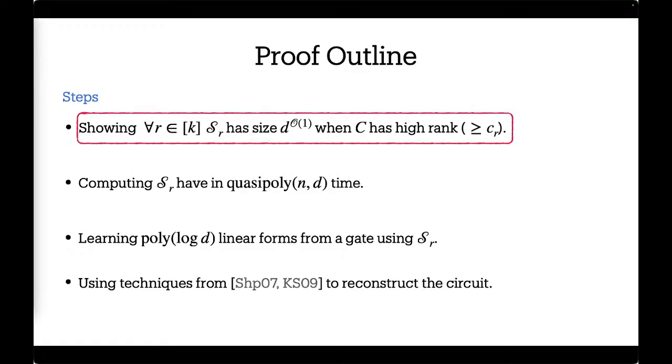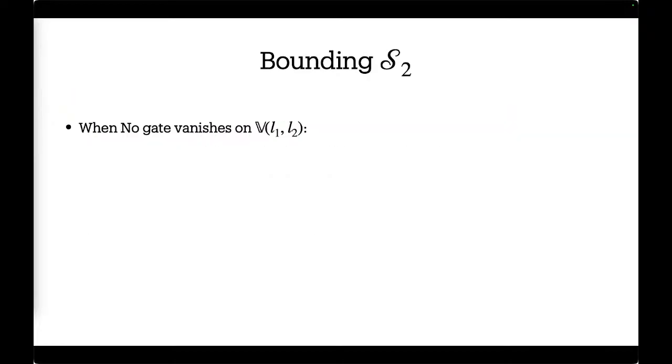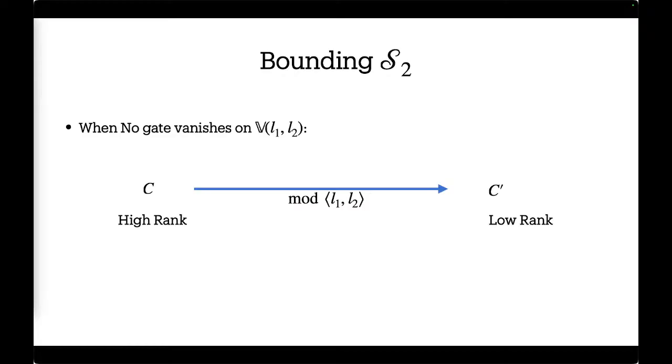What I'm going to talk about is step 1. So if you think about S1, S1 is very easy to bound because every linear form that you set to 0 such that the circuit vanishes must divide the polynomial, and a polynomial can only have d factors, so it can only have d such spaces. So our interesting case is going to be S2. Well, S2 is also easy if one of the gates is going to vanish. So what we are going to look at is the case when no gate vanishes mod the vanishing space that we are looking for. And what is happening in this case?